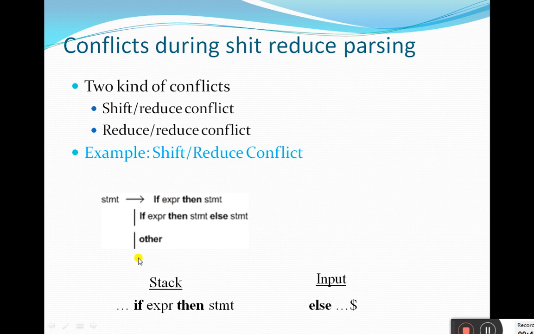EXPR, expression, may be a Boolean expression whose outcome is true or false. EXPR and STMT are the non-terminals. Remember, keywords are always terminal symbols. Expression is a non-terminal that represents a Boolean expression. A statement is also a non-terminal because it may represent any other kind of statement in the program. Maybe another if statement, or a switch statement, or a for loop, or a while loop. Any kind of statement can be there.